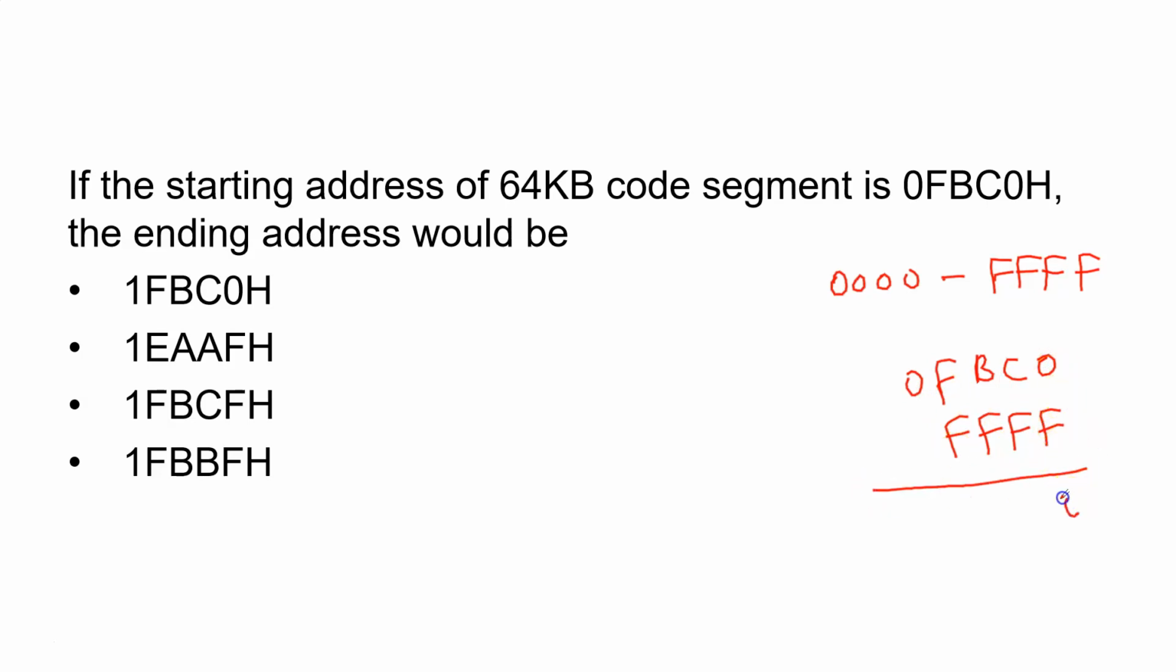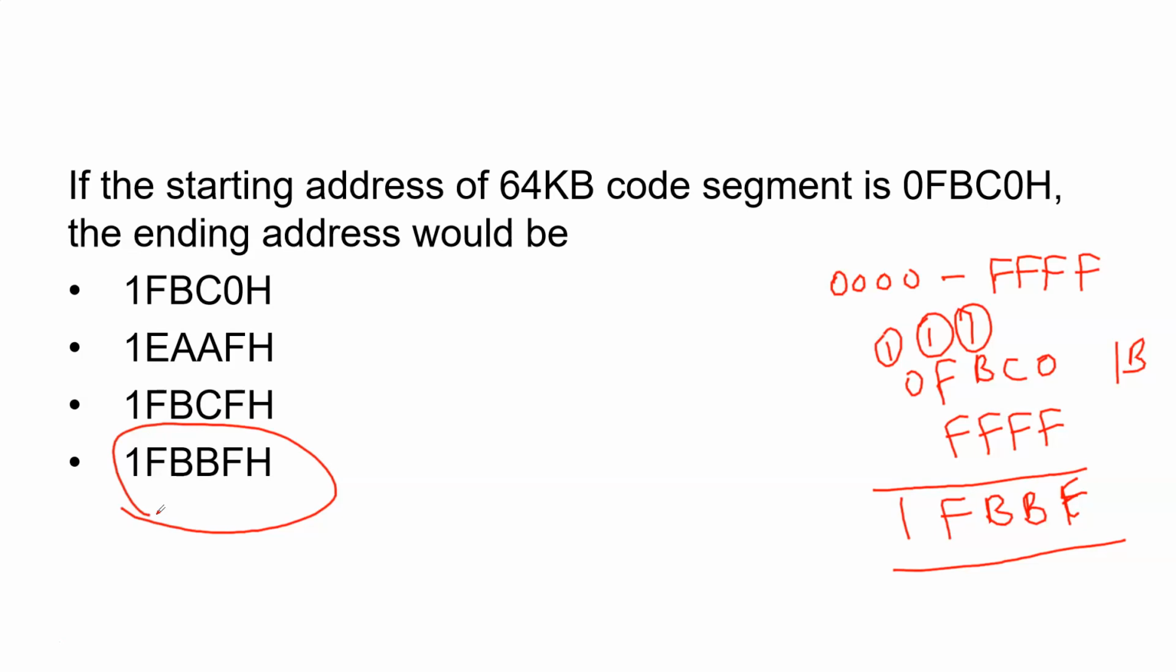F plus 0 is F, and F plus C is 1B, so we have B here and 1 carry. Again B plus 1 is C. C plus F is 1B, so B below and 1 carry. And 1 plus F is 1F, so here 1 carry. 1 plus 0 is 1. So we have the last option, 1FBBFH. For 64 KB, to get the ending address we always add FFFF to the starting address.